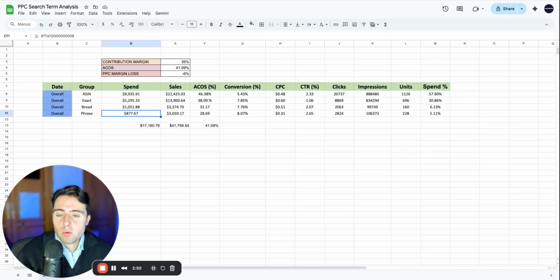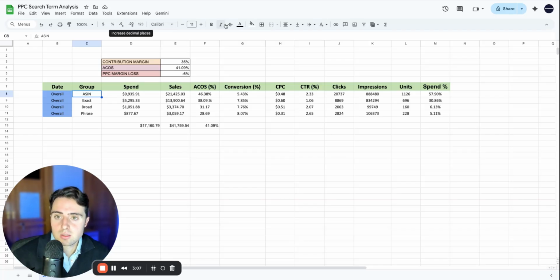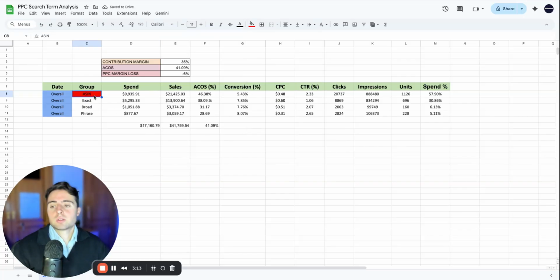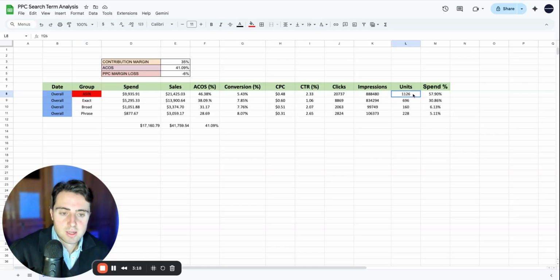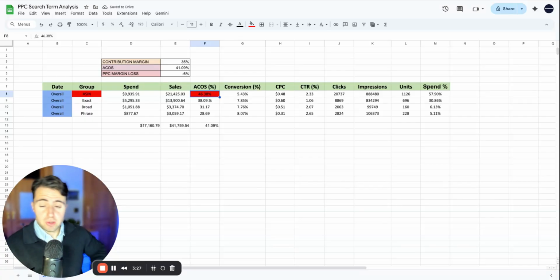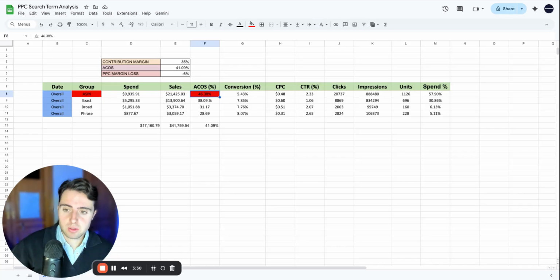And how are we gonna cut spend in half while maintaining the maximum amount of sales and the maximum amount of profit, or even increasing the profit? So today I want to show you about this targeting group. It's called the product targeting, ASIN targeting. I'm gonna put a color here because this is a dangerous targeting. Obviously, to this brand it is giving a lot of units, but at what cost? Look, the ACOS is 46%. It's way above the contribution margin. They're losing like 10 points of margin per unit sold there.